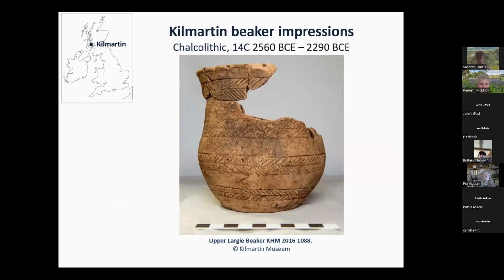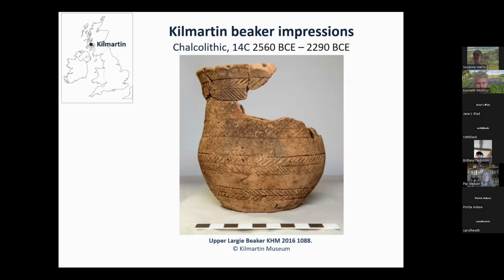So this is where we come to Kilmartin. Again, we're thinking of imprints. And this is a vessel that comes from Upper Largy, which is a pit, a sort of broadly rectangular pit that contains several ceramic vessels as well as some flints. This was excavated around a decade or so ago, and dates to the mid 3rd millennium BCE.